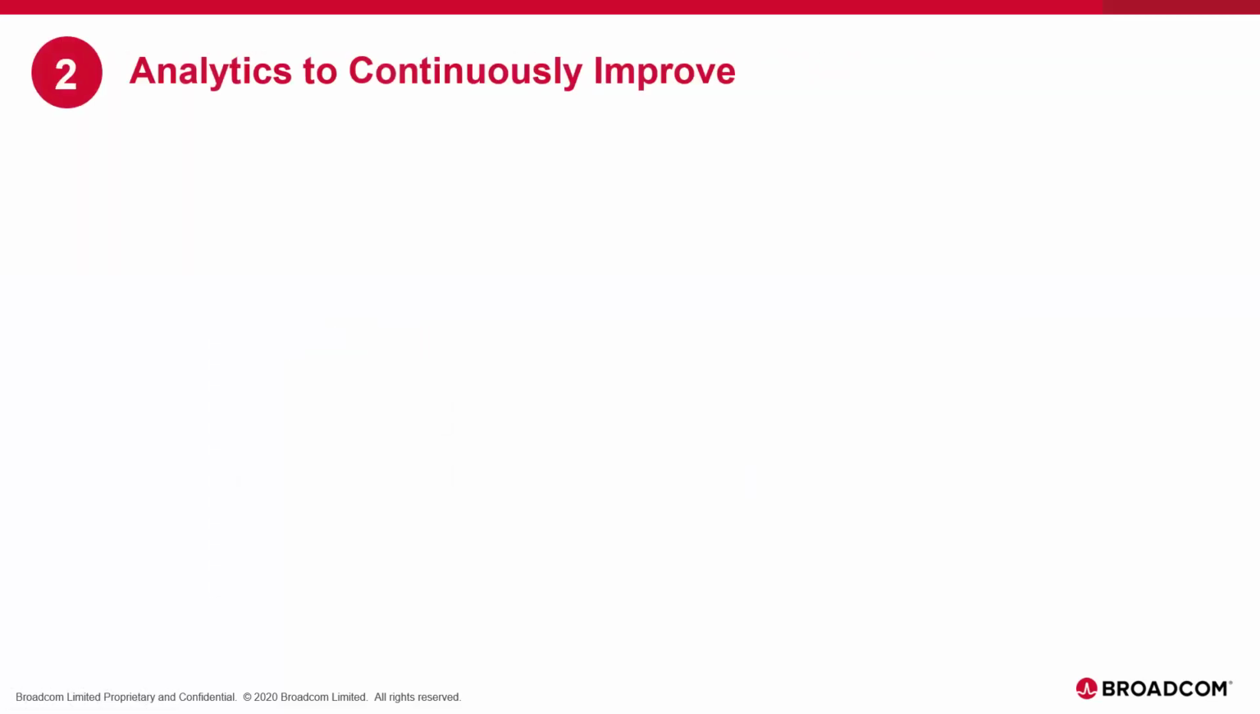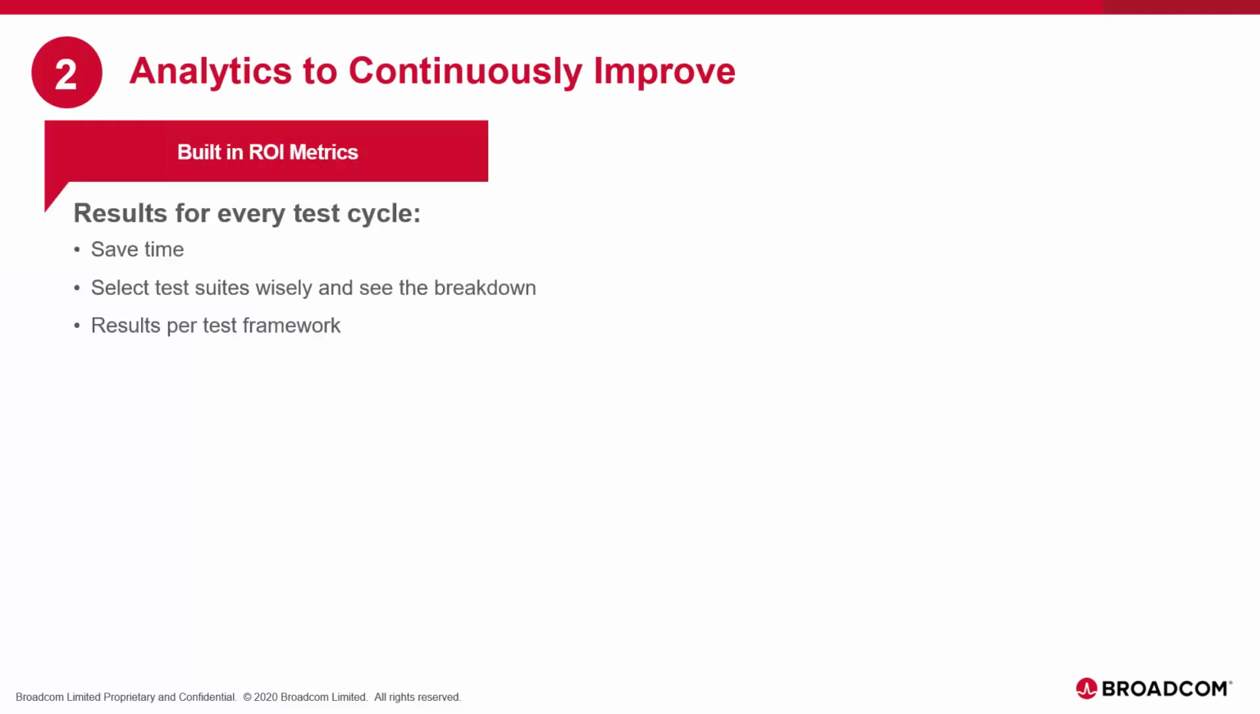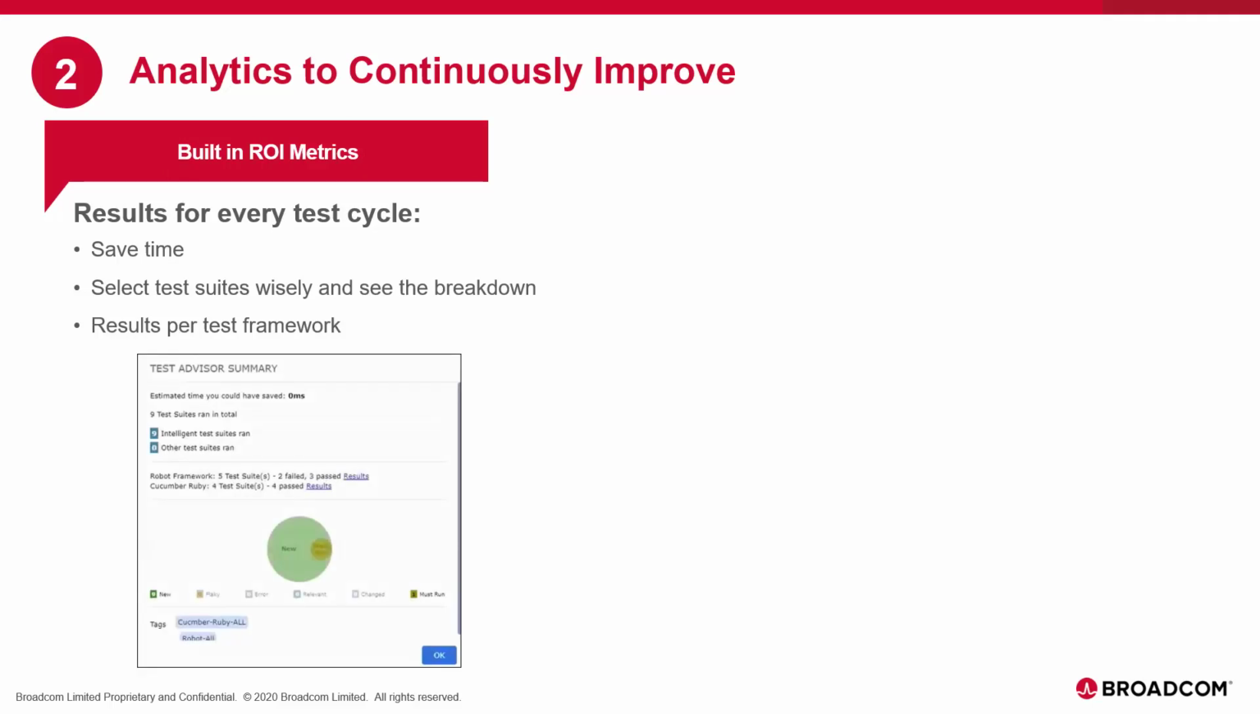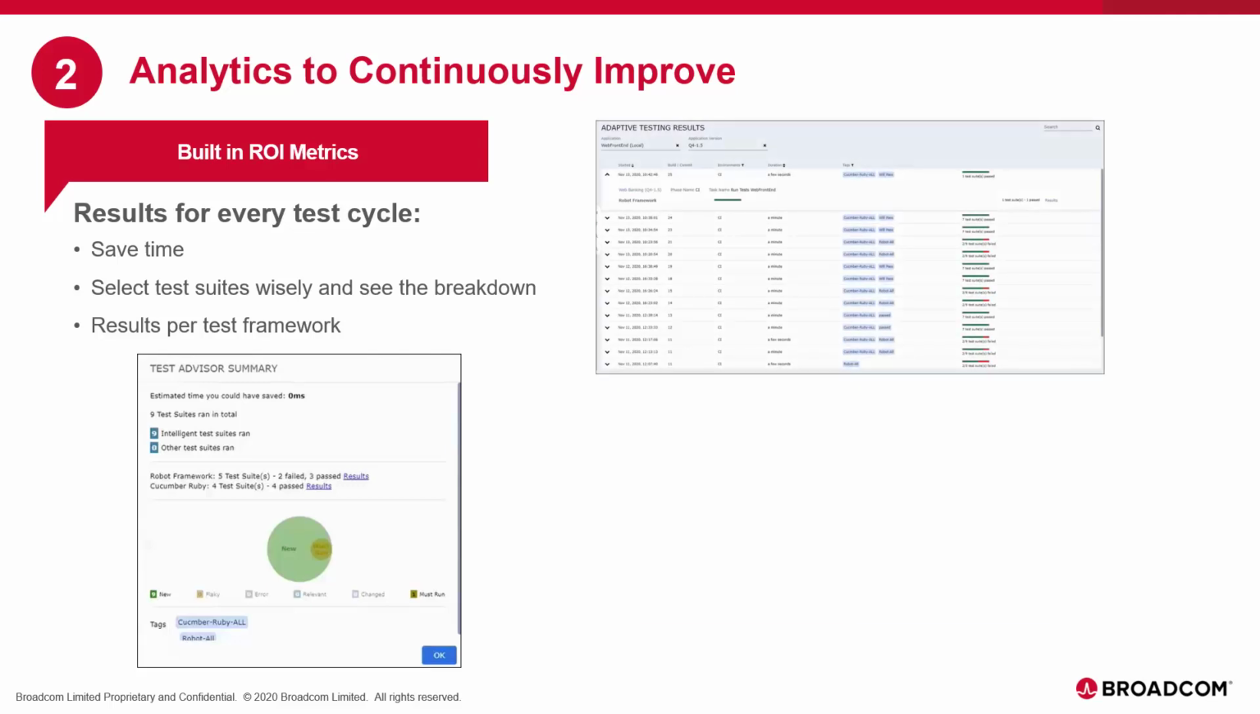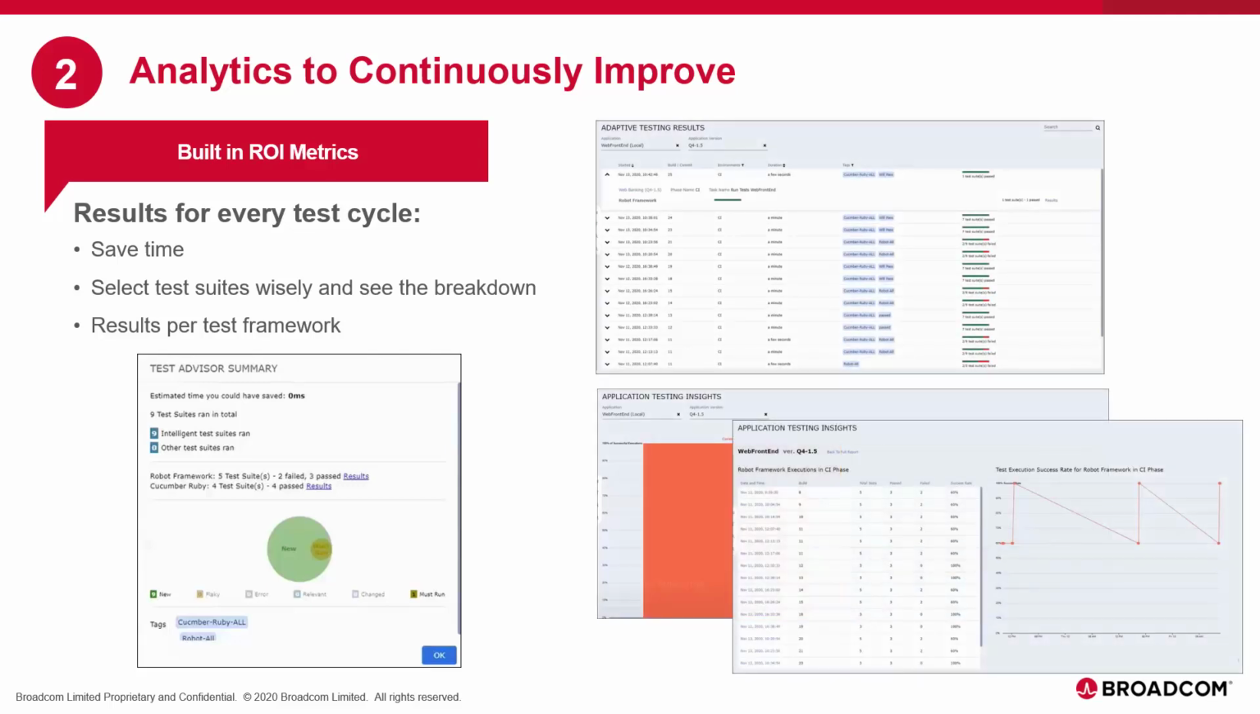The second benefit that the CDD test module brings to the pipeline is built-in analytics to help continuously improve. For each test run, the test advisor summary shows which tests were run and why they were selected. And we can drill down into additional results to determine which tests passed and which tests failed. The adaptive testing results and adaptive testing insights reports provide even more information and analysis of each test execution and help to identify trends and anomalies in the tests that have run.